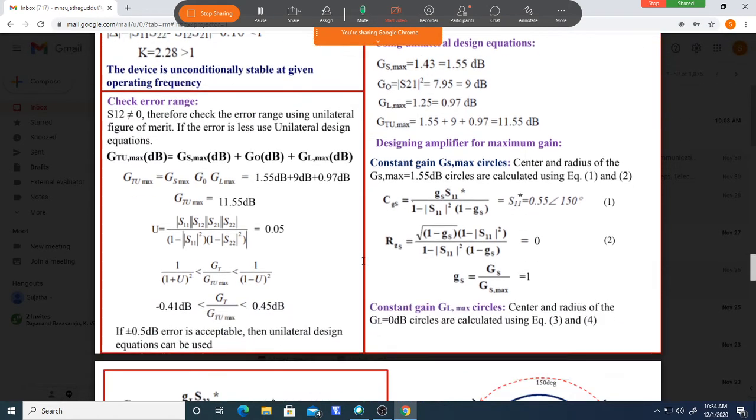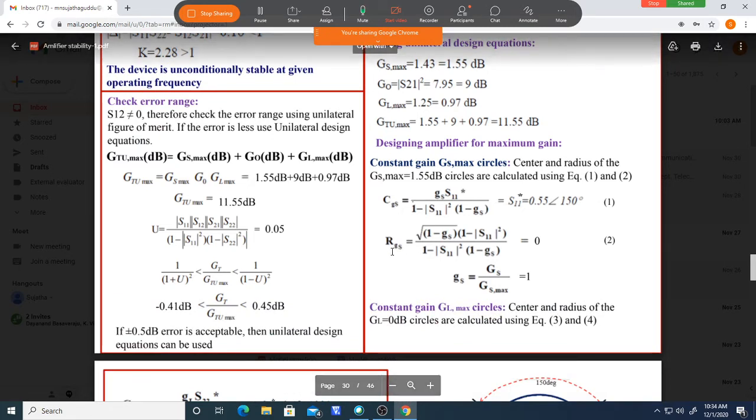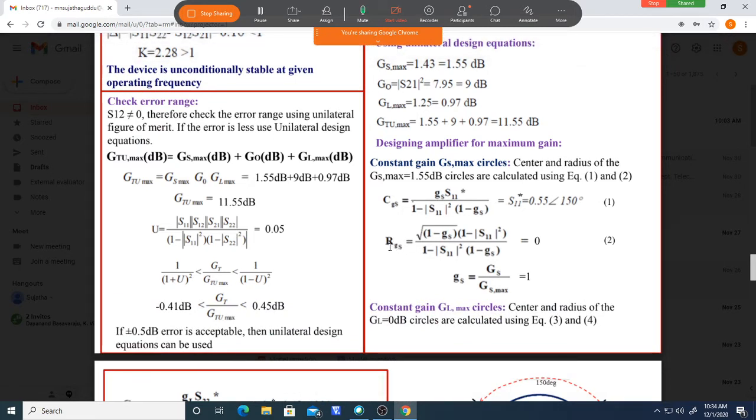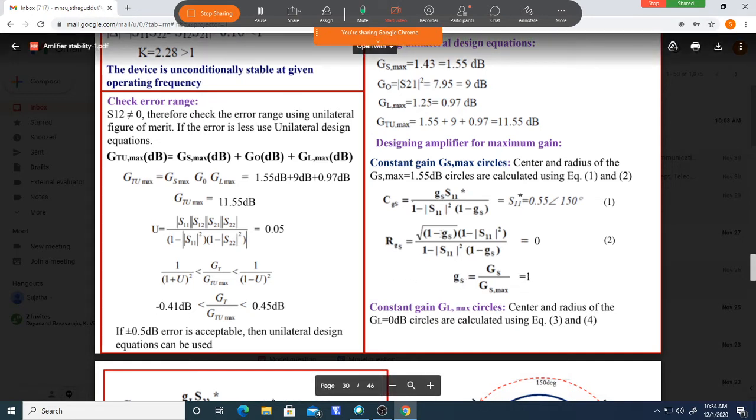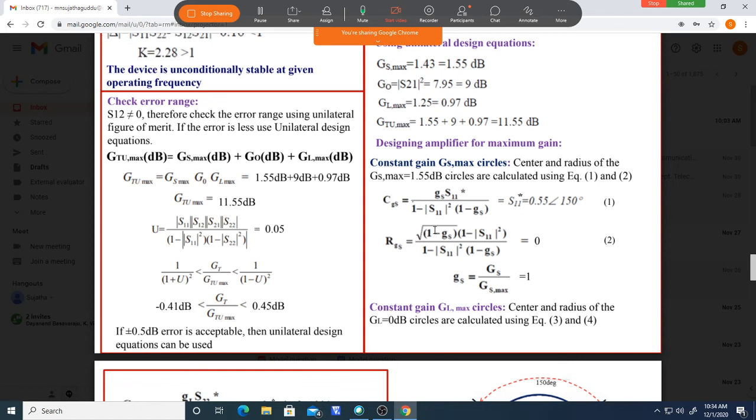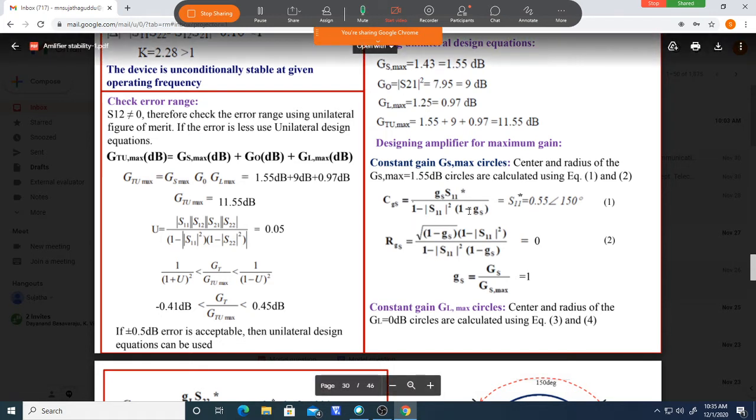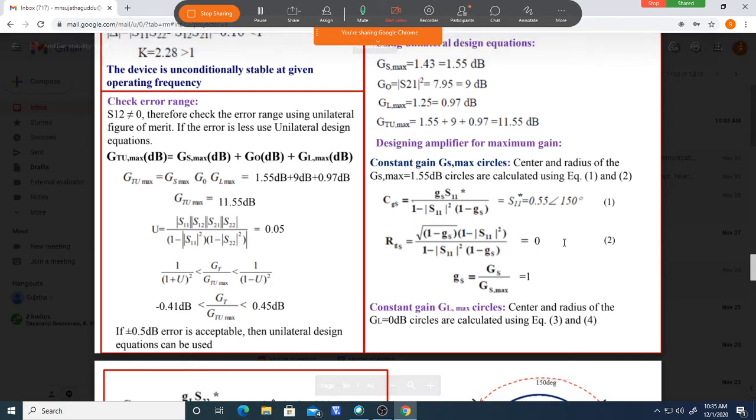But what is the radius here? You see here, the radius of the circle is 1 minus GS. GS is 1. If you put GS equal to 1, this term becomes 0, so the whole numerator becomes 0. See here, radius equals 0. So in the input gain circle, the radius becomes 0.